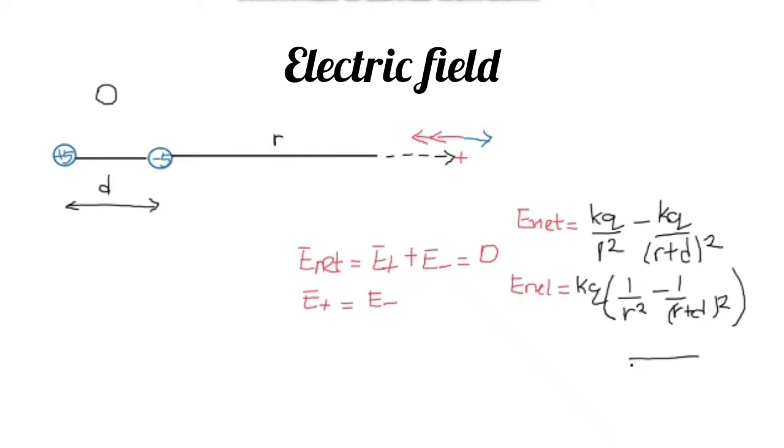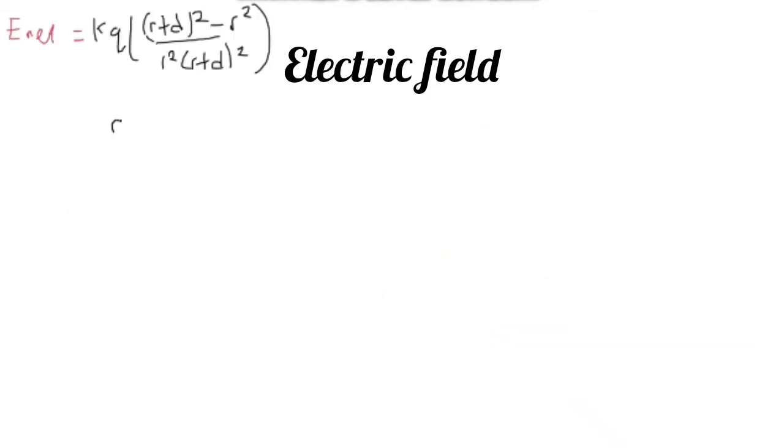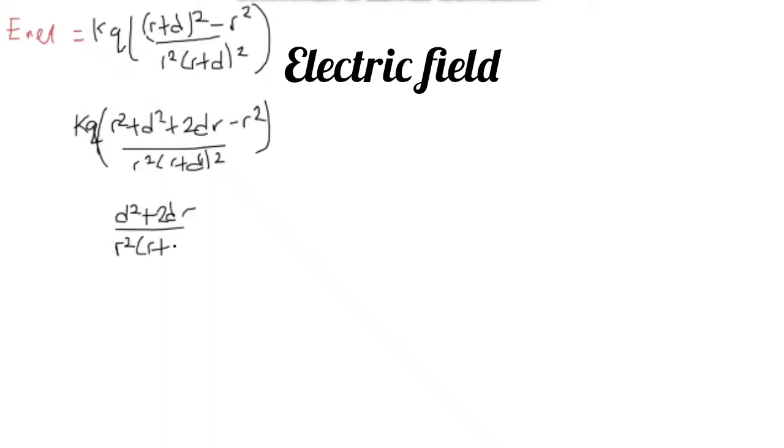So let's find the LCM, which is r square times (r plus d) all square. R square divided by r square leaves (r plus d) all square, minus (r plus d) all square divided by (r plus d) all square leaves r square. So minus r square, all in brackets, Kq is equal to E. (R plus d) all square is equal to r square plus d square plus 2dr, minus r square, over r square (r plus d) square, all in brackets, Kq. R square minus r square is 0. So (2dr plus d square) over r square (r plus d) all square, is equal to E over Kq.